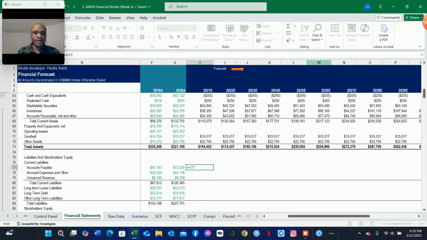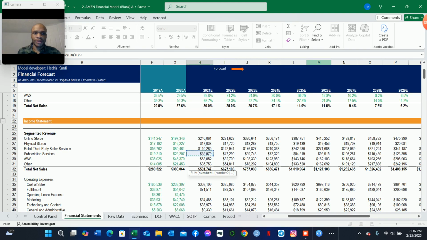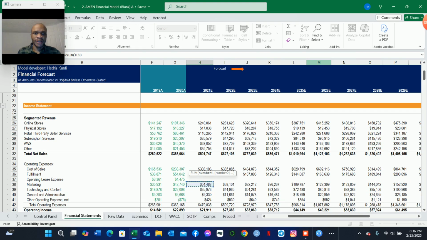So this is based on selling line items on Amazon's income statement. We're going to take the sum of those items that are subject to accounts payable, that Amazon has payable terms on. So in this case, cost of sales, since we believe that Amazon will be purchasing goods and services, inventory, from its suppliers. So we believe that there's going to be payable terms on that.